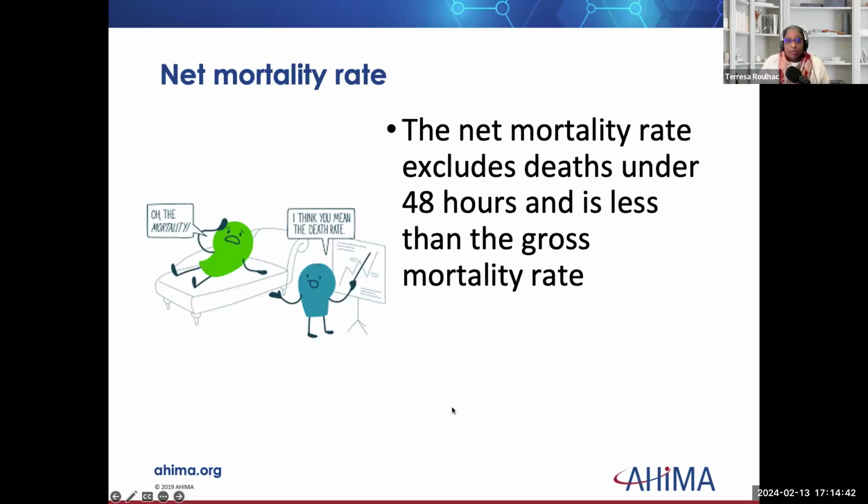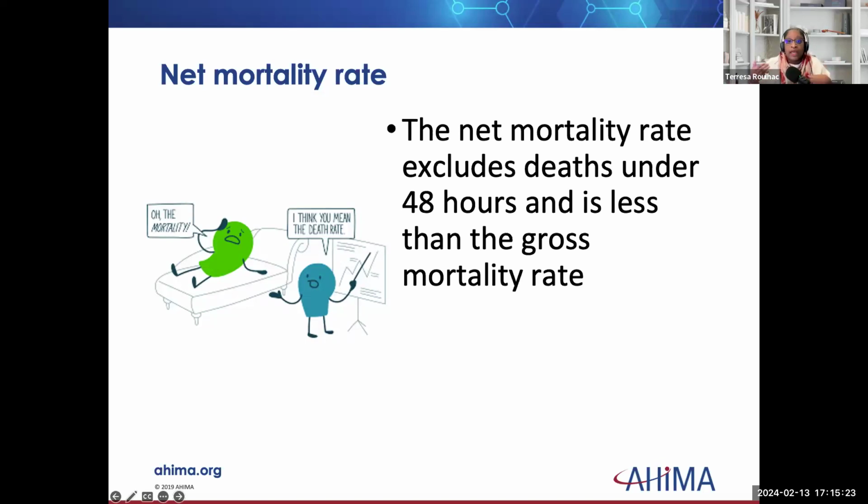We also look at net mortality rate. Now, this is a specific way of calculating mortality. It excludes deaths that occurred within 48 hours of admission. When we compare gross mortality rate with net mortality rate, net is typically lower than gross mortality rate. This is because it does not include those deaths that happen very shortly after admission, which might not be directly related to the care provided by different healthcare institutions.